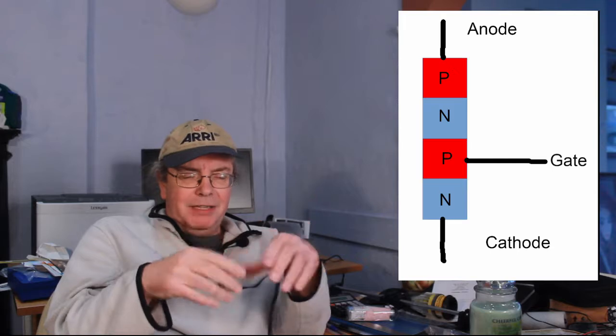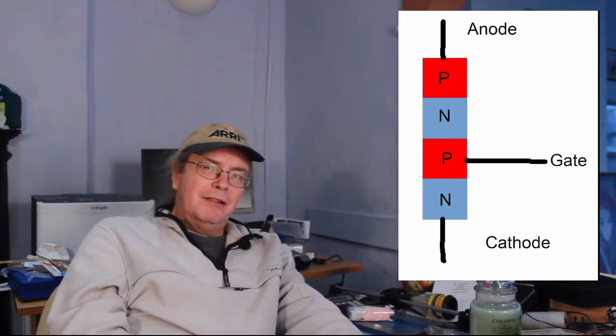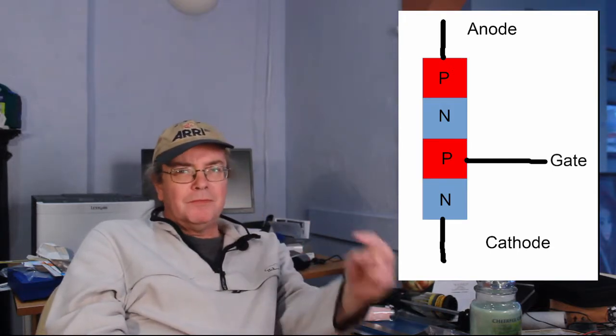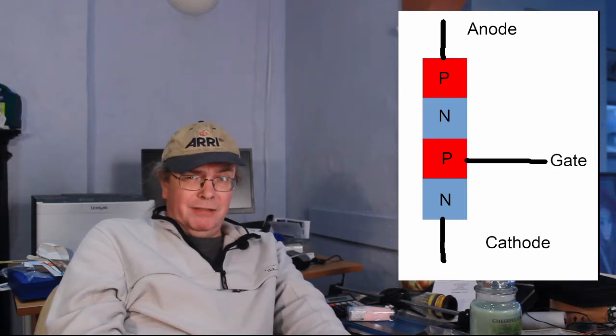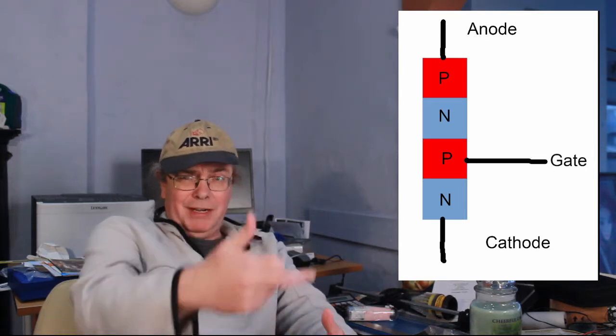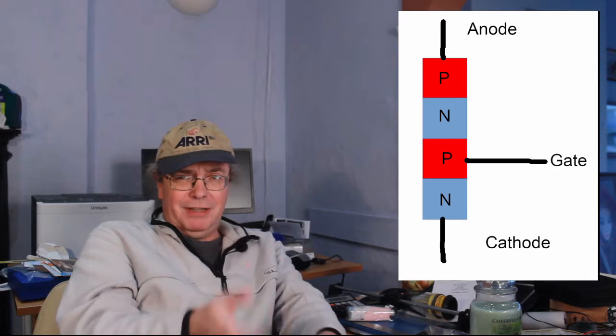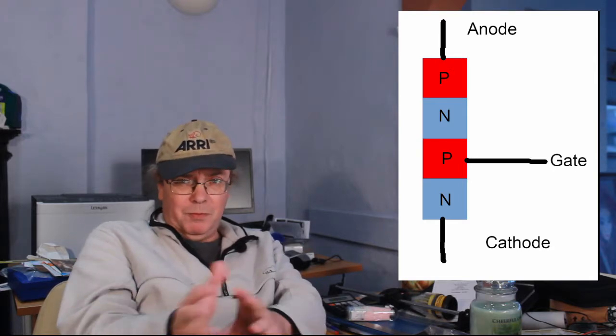It's P and N type materials. There's a gate on the P section nearest the cathode. When you pulse that, the thing conducts, and it's monodirectional. It conducts, cathode to anode. That's the electron flow. It doesn't go the other way. But we'll get around that in a minute.